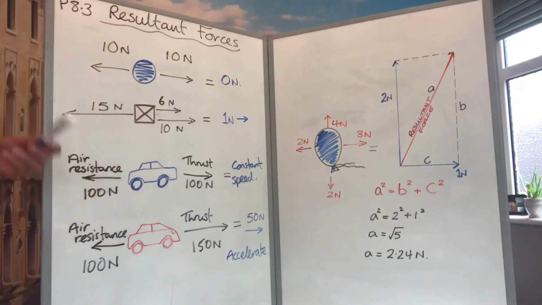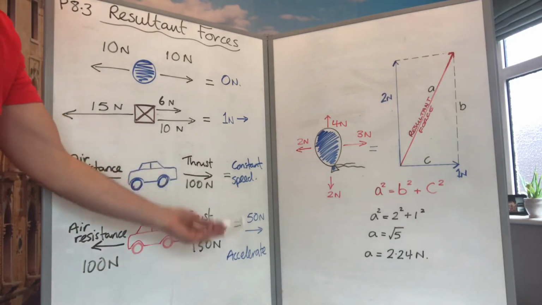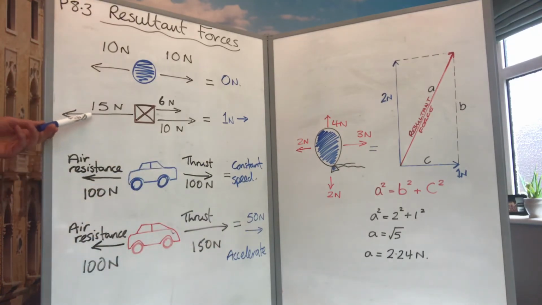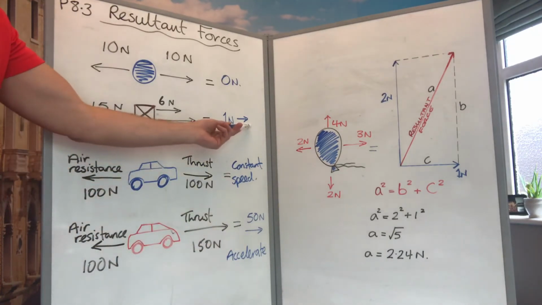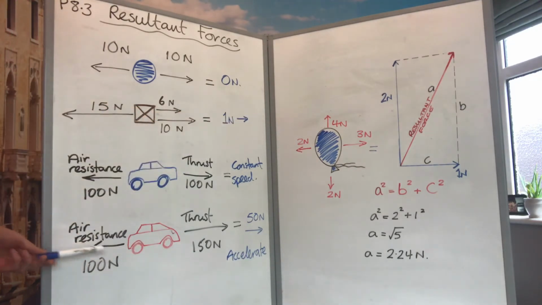So if the forces are balanced, then the object, if it's stationary, remains stationary. If it's moving, it travels at a constant speed. If the forces are unbalanced, so we have a resultant force, like here, then it will cause the object to accelerate in the direction of that force. So this box will accelerate that direction, and the car will accelerate in that direction.